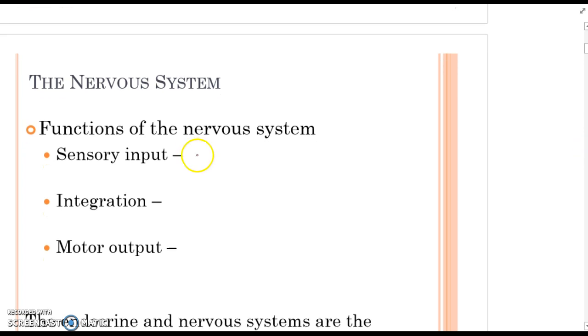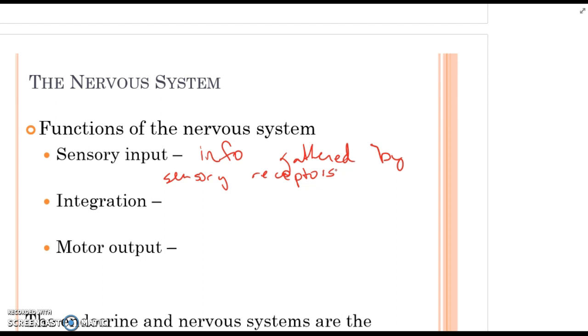One is sensory input, which basically means that's the information that is gathered by sensory receptors. And that could come from sight, that could come from smell, that could come from lots of different things. So the information gathered by sensory receptors, that makes sense. That's where the senses go in. So integration pretty much means that's how your body interprets it. So the body interpretation of that sensory input.